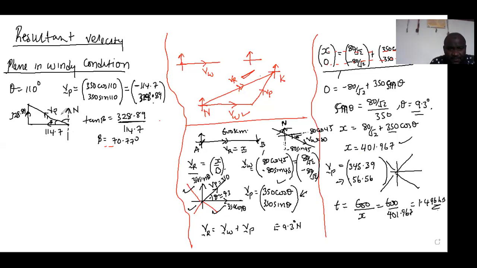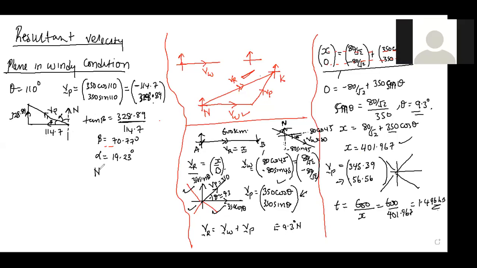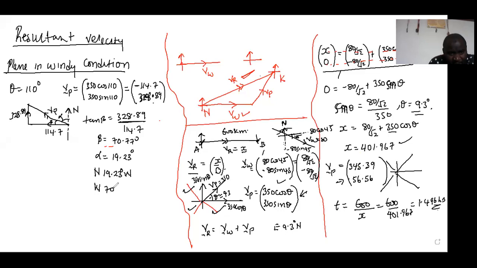I can call that alpha. 19.22. 19.223. Now, do you see that the direction will be north? 19.23 degrees going where? West. Are you seeing that? Or west, 70.77 going where? North. You see that?